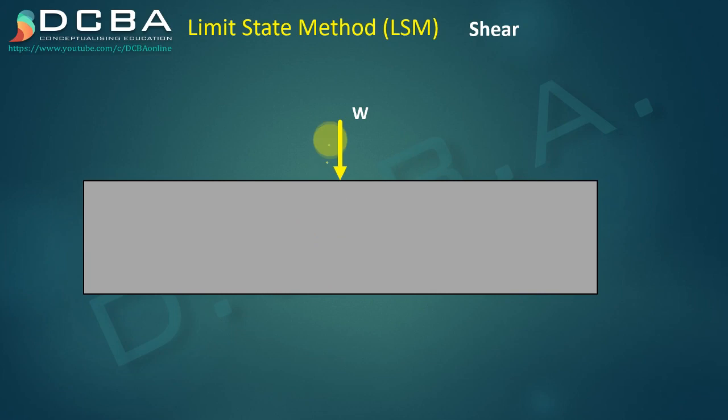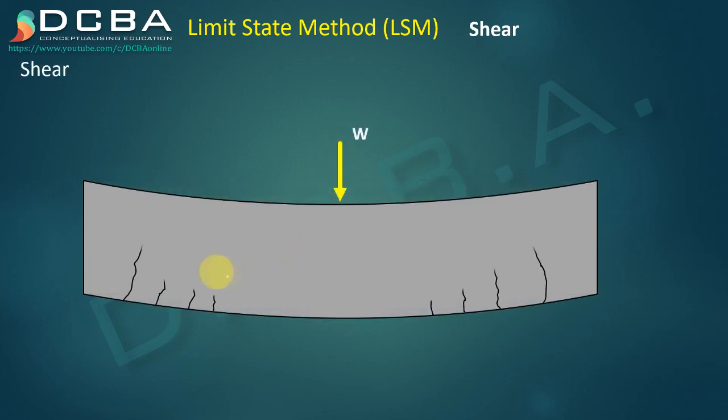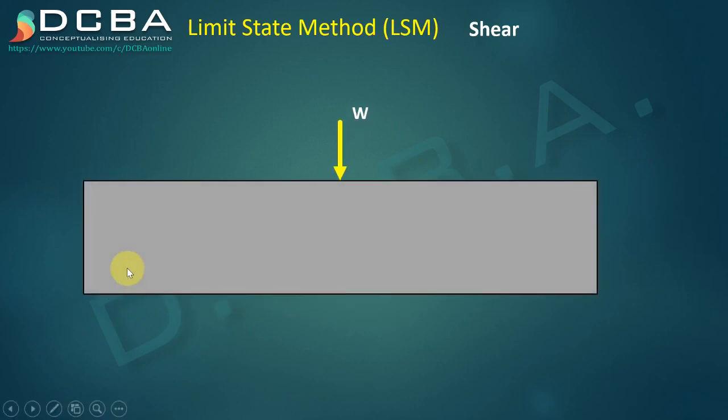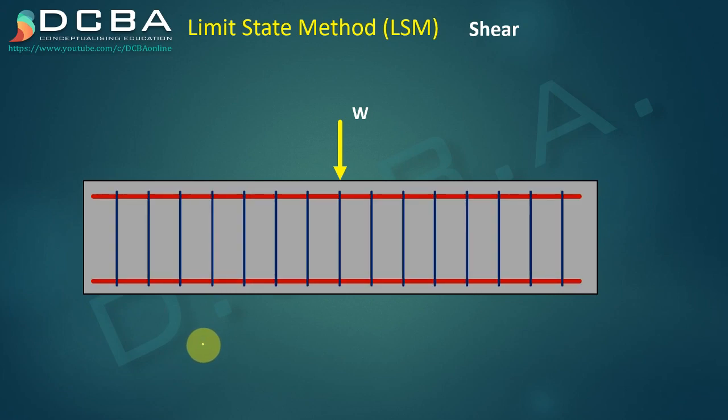When a load is acting on a particular beam, it will undergo a deflection. Because of the deflection, since in this particular scenario the bottom part is in tension, there would be tension cracks that would propagate throughout the depth of the beam. These are generally called the shear cracks, and to stop their propagation, we provide something called shear reinforcement.